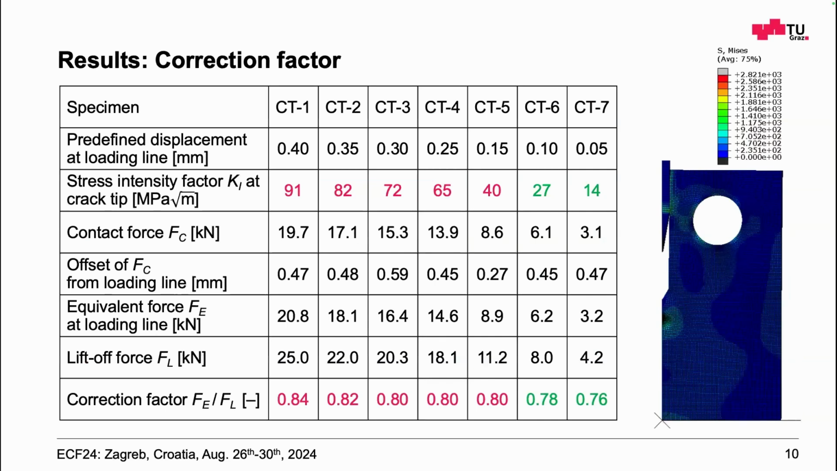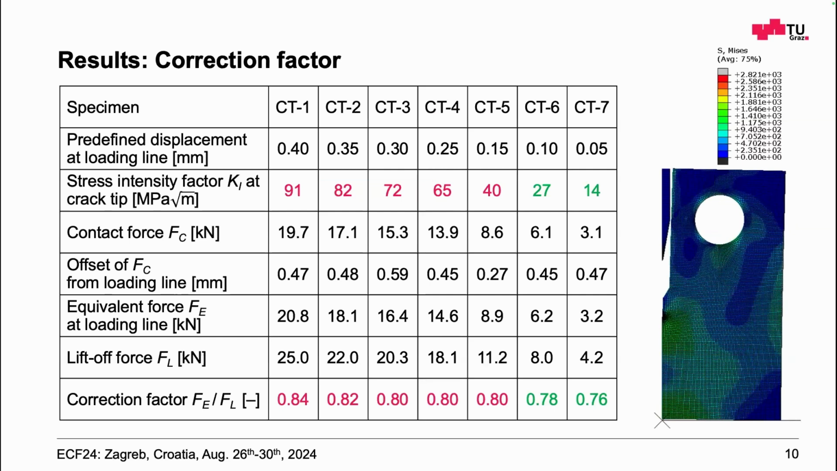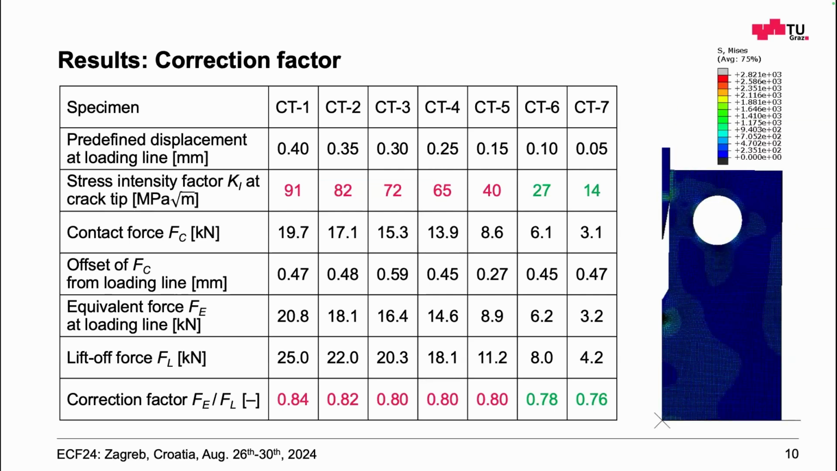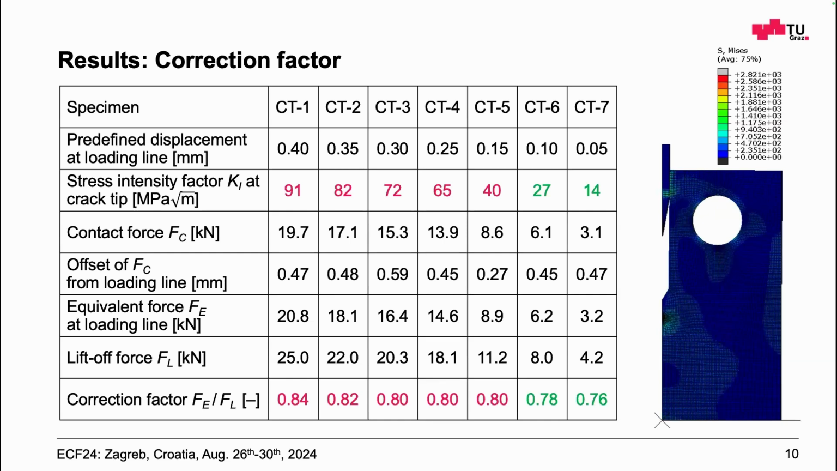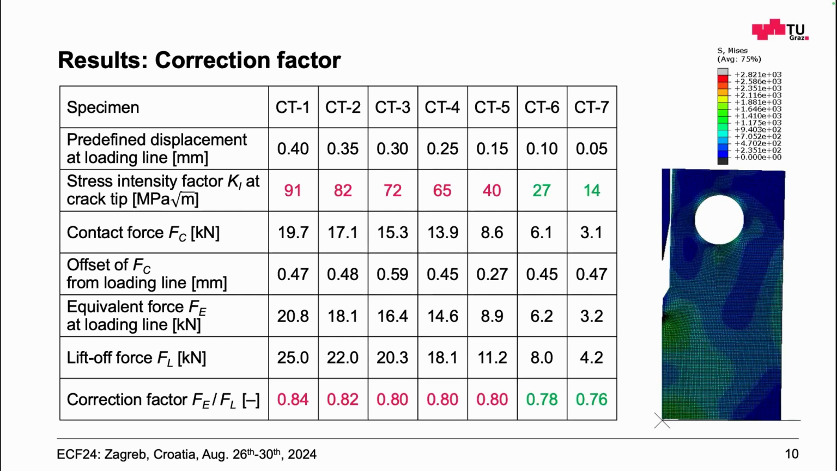Now to the results. What you see here is the stress intensity factor at the crack tip. We used 7 different stress intensities, from 90 megapascal square root meter to 14. You see here, some of these numbers are red. This means these samples cracked. I will show it later, and these samples did not show a crack. Depending on the contact force, on the offset of this contact force from the load line, and on the lift-off force, which was determined, we calculated this correction factor for each of these samples.